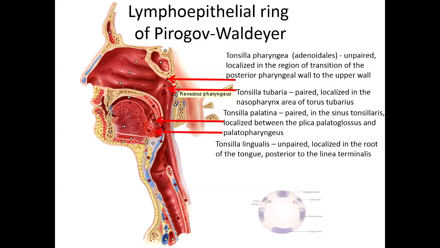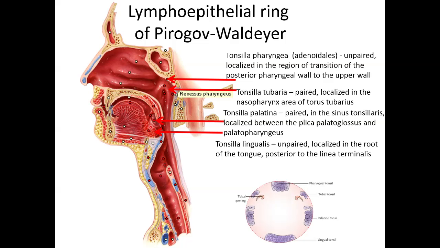And to understand it better, let us try to look at this lymphoepithelial ring not from sagittal view but from front view. So it's really a ring, and let's try to recognize the pharyngeal tonsil. Here it is, and the paired tubal tonsil. Here it is, and the paired palatine tonsil. Here they are, and the unpaired lingual tonsil. So this is a ring. This is the lymphoepithelial ring of Pirogov-Waldeyer.